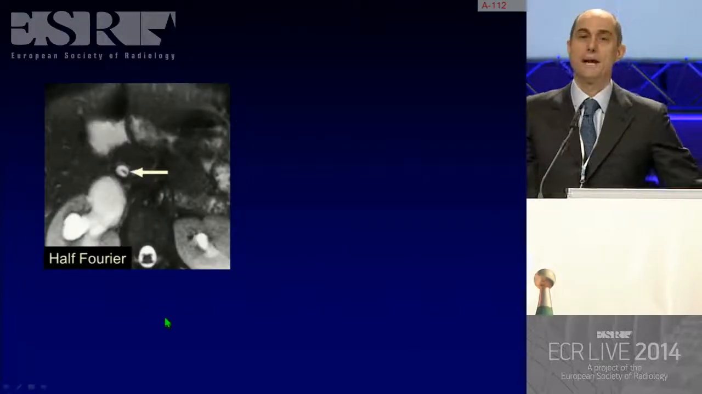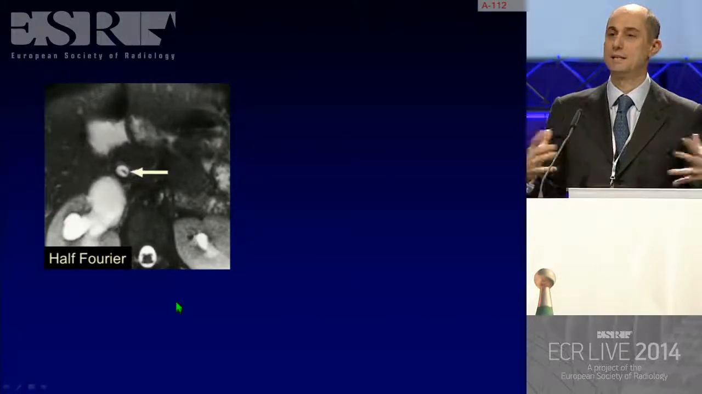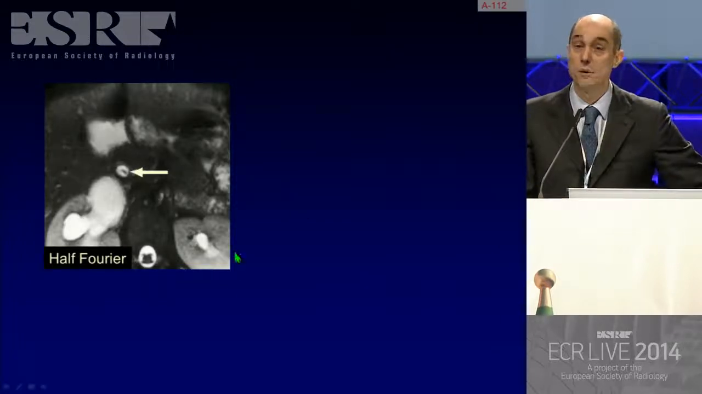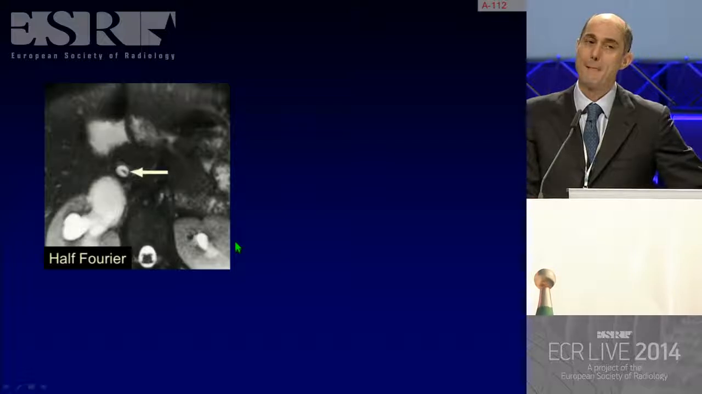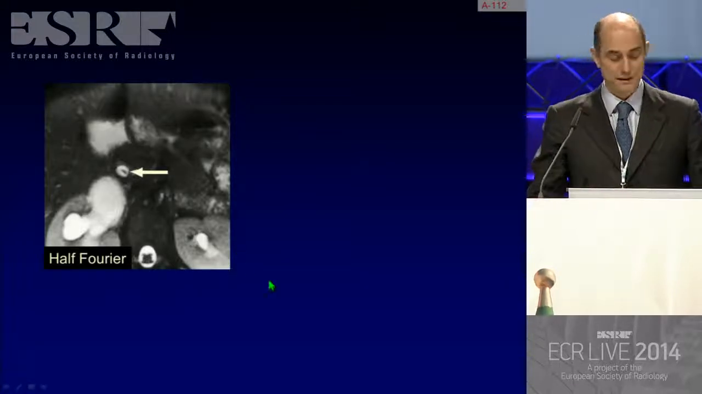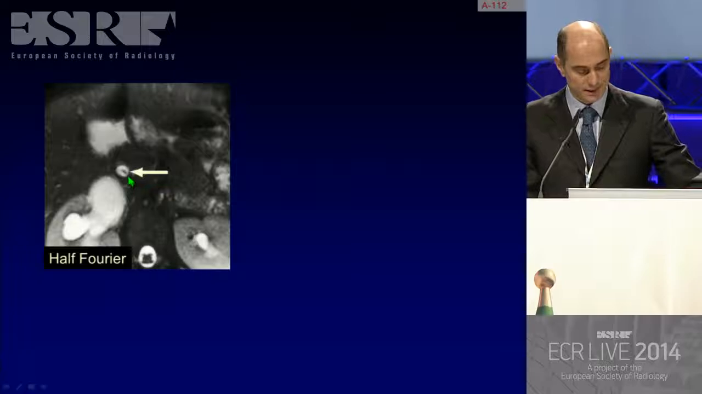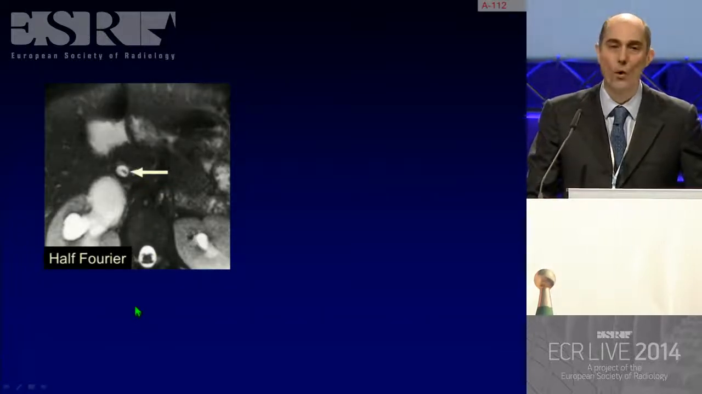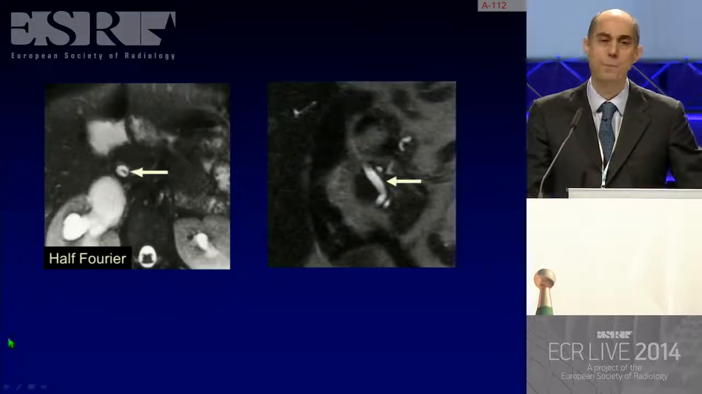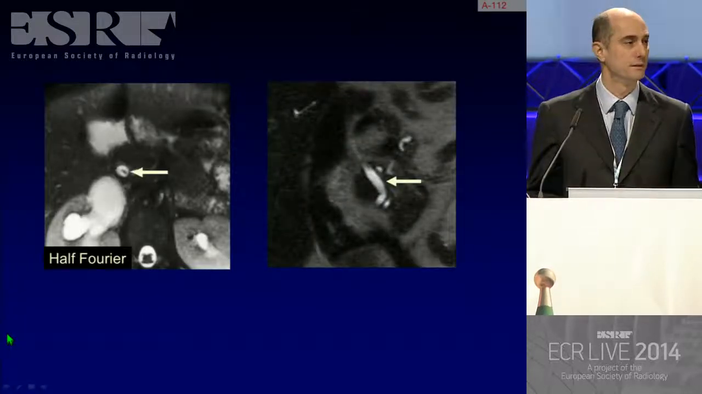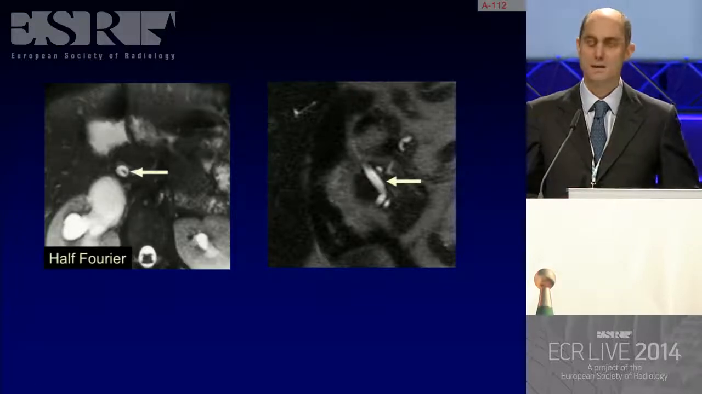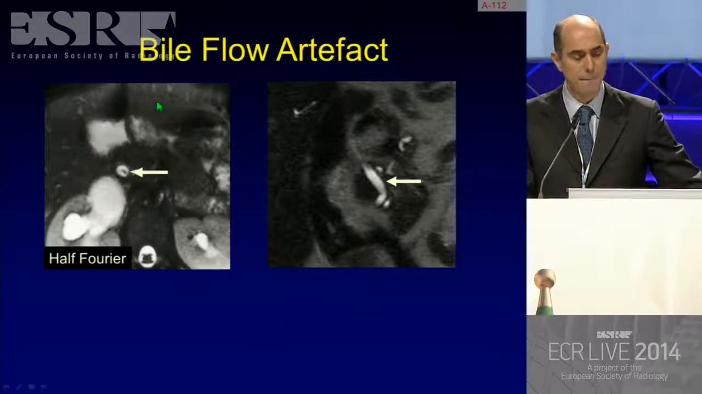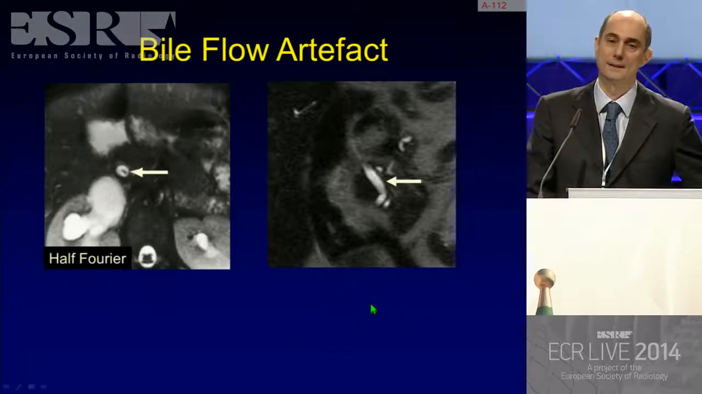And let's see this other case. Again, same patient, 67, cholestatic, and this is what you obtain. Is this a stone or is this a pitfall? Well, obviously the answer is the second one, it's a pitfall, because this is a half Fourier T2 weighted image, and when we perform the MRCP, this is what we obtain. Where is the filling defect? It's gone. Why is it gone? Because this is not a stone, but this is bile flow artifact.